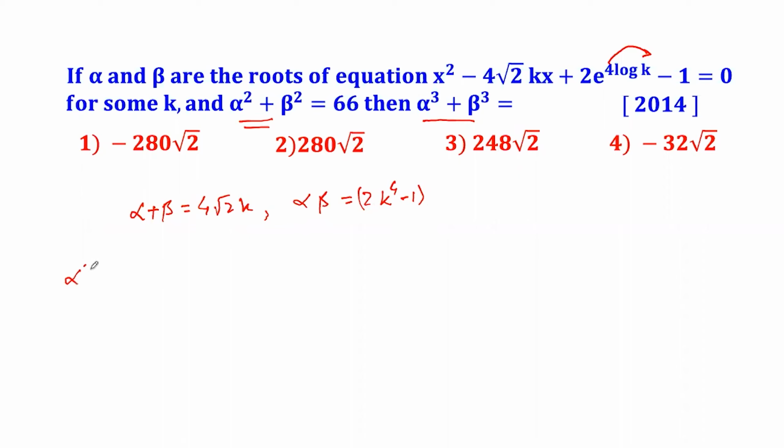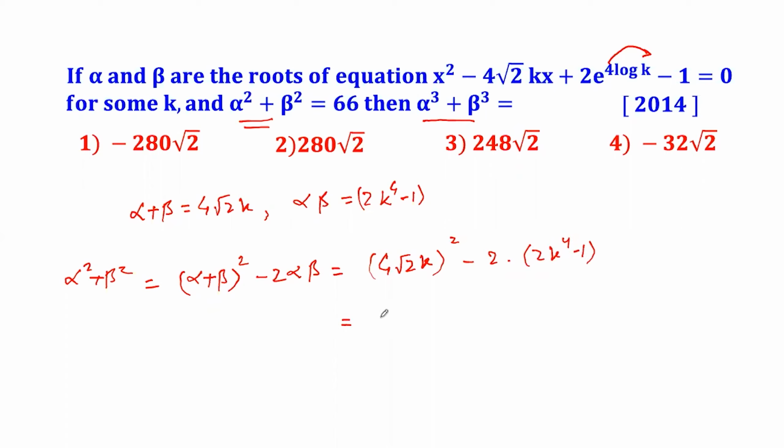And alpha square plus beta square, with the help of alpha plus beta, I can find: alpha plus beta the whole square minus 2 alpha beta, right? So what we are getting in this case is (4 root 2 k) the whole square minus twice of 2 into k to the power 4 minus 1, right? And this is given as, in the question, this is given as 66, right?